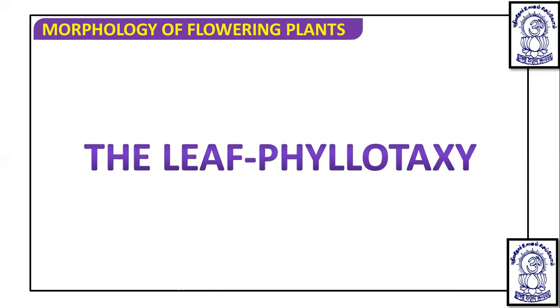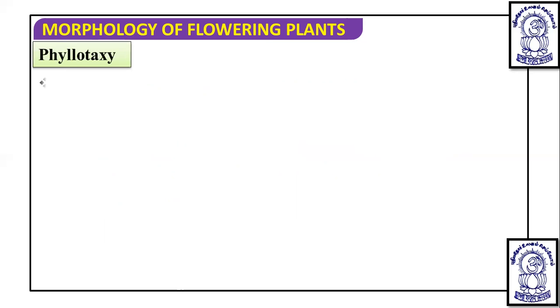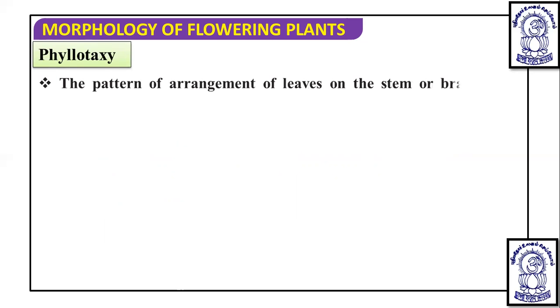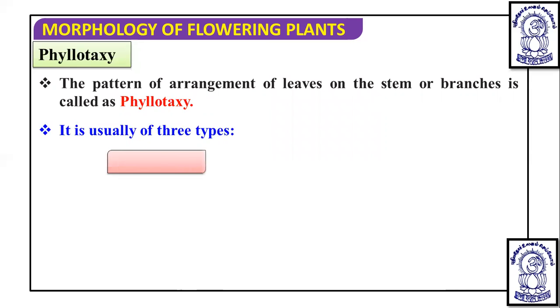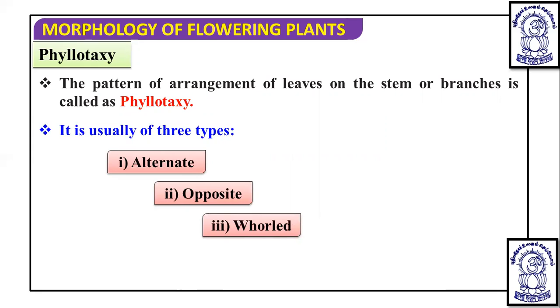Now, after studying the structural part, then the venation part and the types of leaf, next we are going to study the phyllotaxy of leaf. Phyllotaxy of leaf is the arrangement of leaves. It is the pattern of arrangement of leaves on the stem or branches, and it is known as phyllotaxy. It is usually of three types: alternate, opposite, and whorled.